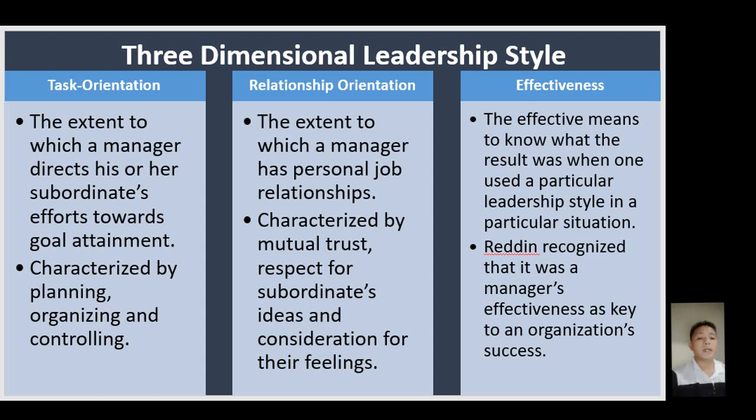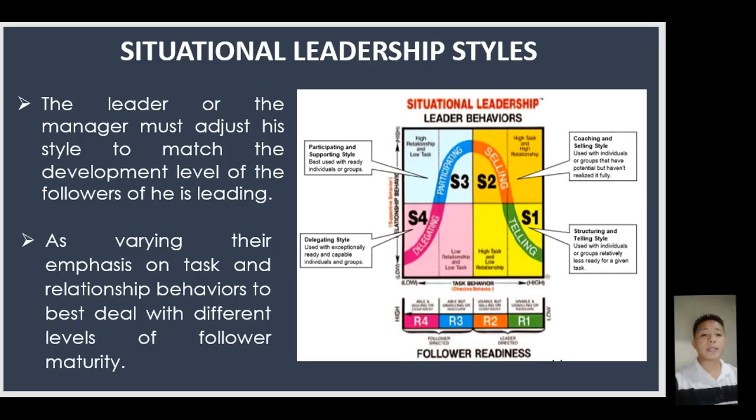And the third is the effectiveness. In this dimension, effectiveness means knowing what the result was when one used a particular leadership style in a particular situation. Reddin, who is the proponent of this dimension, recognized that it was a manager's effectiveness that is key to an organization's success. Situational leadership style.